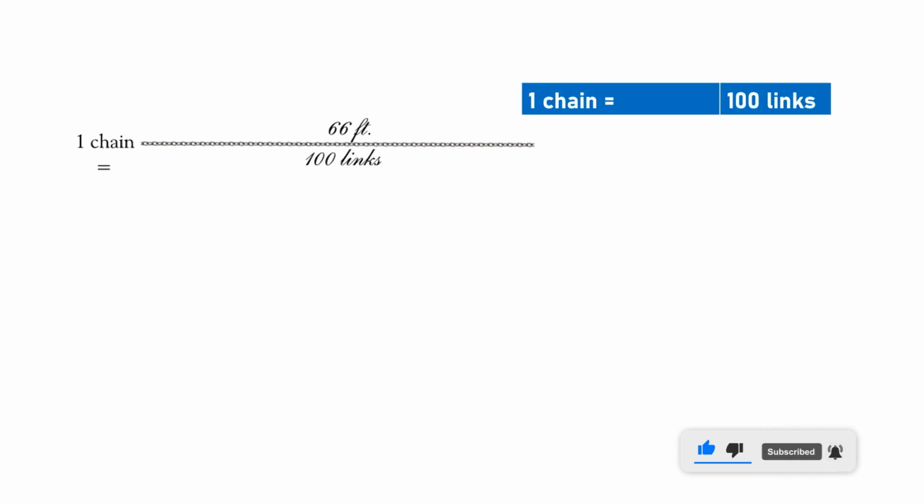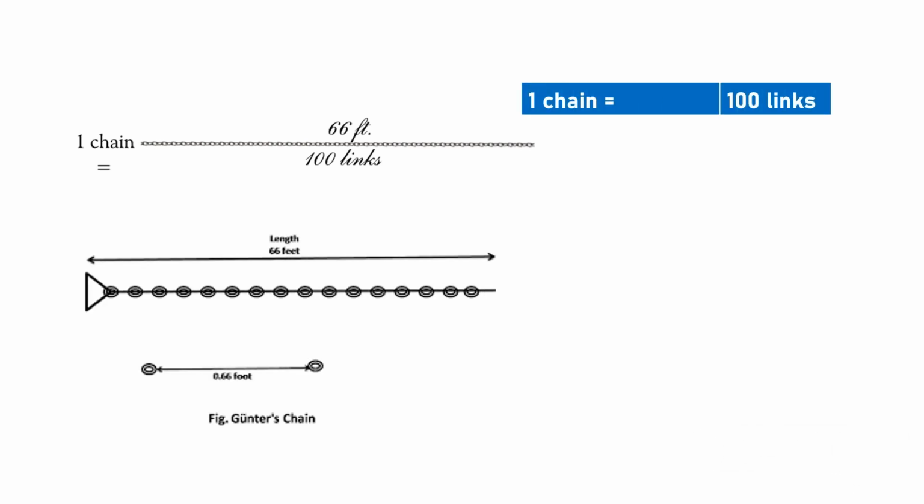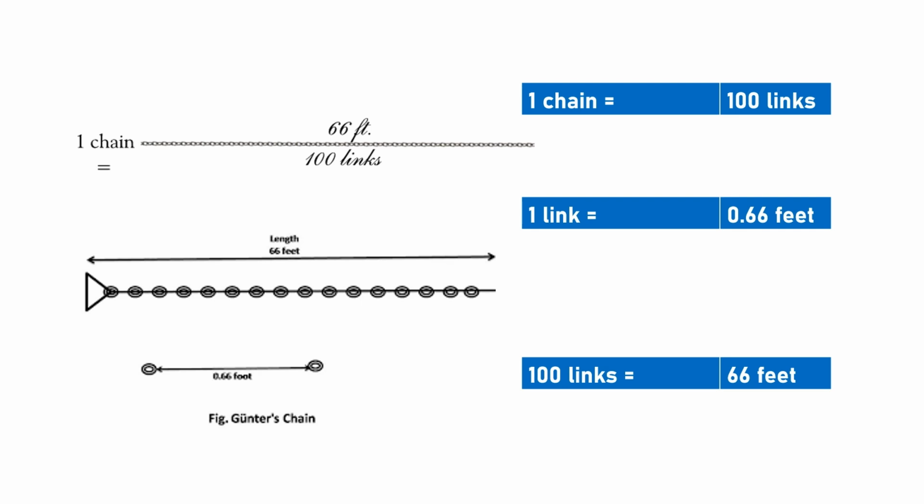If we consider a Gunter's chain, a single chain, one chain is equal to 100 links. One link is 0.66 feet. Then converting 100 links to feet, we get one chain is equal to 66 feet.